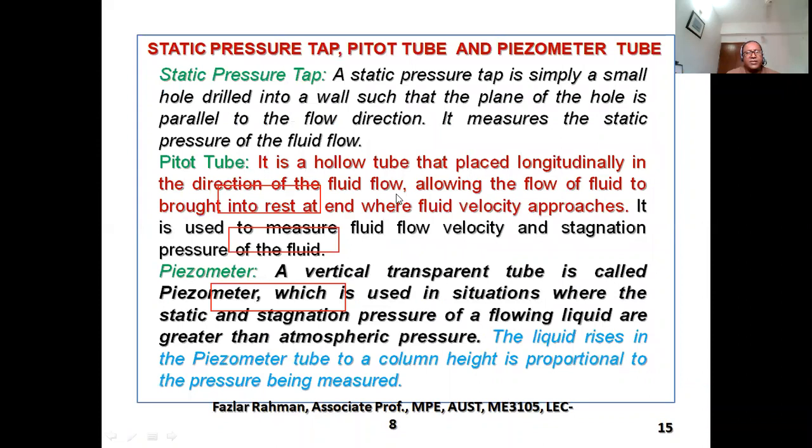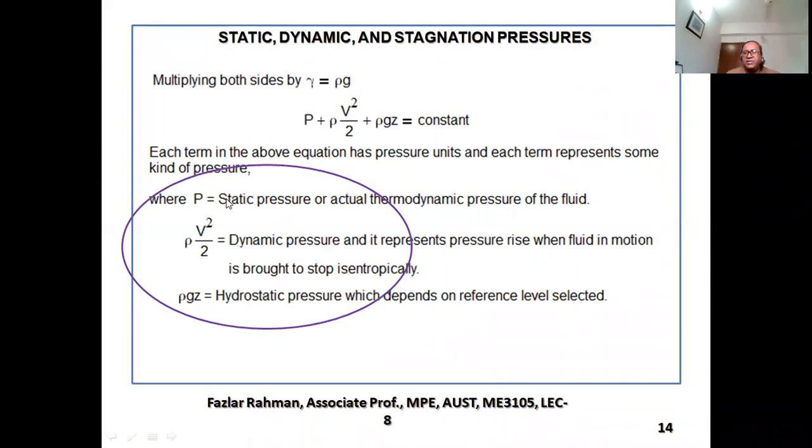Now, you see, what we are saying is that in a fluid, the summation of static pressure P, dynamic pressure, and hydrostatic pressure is constant. Now, how can we measure it? Hydrostatic pressure, rho g, you can easily measure by measuring vertical height. Now, how can we measure the velocity and how can we measure the pressure?